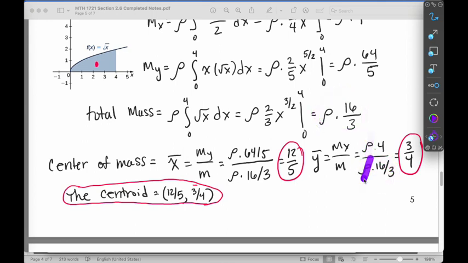This divided by this is 1, so that goes away, and I'm left with 3/4. So the geometric center is going to be 12/5, comma 3/4, which is approximately right here if you want to visualize that.